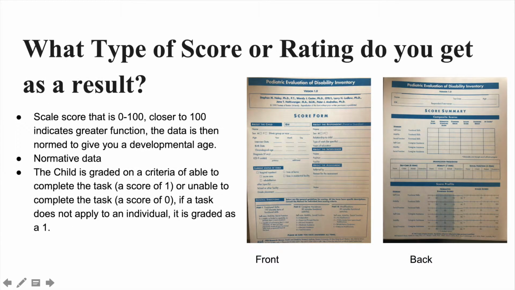So now that you know what kind of areas the PEDI assesses, you might want to know what kind of scores or ratings you get as a result. It's a scale score from 0 to 100, and the closer you get to 100 indicates greater function. The data is then normed to give you developmental age, and it is normative data that you receive from this assessment. And then the child is graded on criteria of being able to complete the task, with a score of 1, or unable to complete the task, with a score of 0. And if there's a task that doesn't apply to an individual, it's still scored as a 1, so it does not count against them.